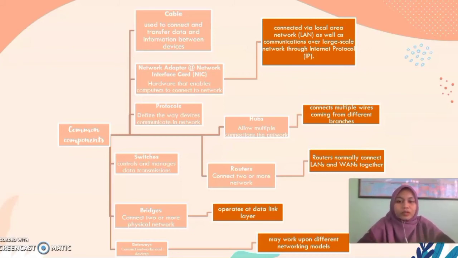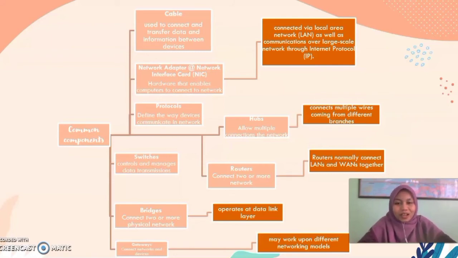Okay, the next one is protocol itself. Protocol defines the way devices communicate in a network, which means even as humans, we communicate with our own language so that it is easy for us to understand each other. So this is computer and network. It has its own communication.